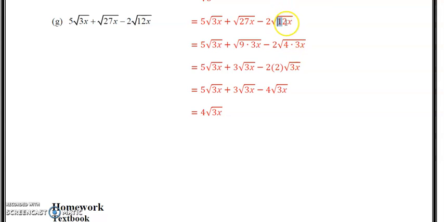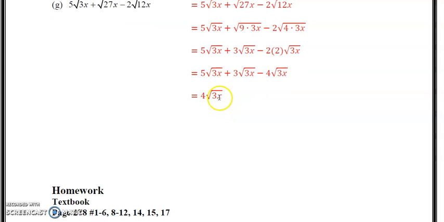But 12x is going to be 4 times 3. The square root of 4 is 2. They all become square root of 3x, so these are all like radicals now. 5 plus 3 is 8, minus 4 is 4. Square root of 3x. Now, obviously, we're not going to be able to check to make sure this is correct, just due to the simple fact that there's an x there, right? So you have to put a number in, but I don't recommend that. We're good. I think we know we're all right.